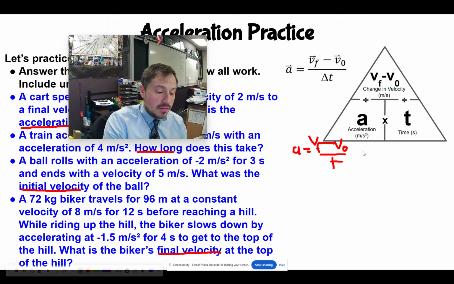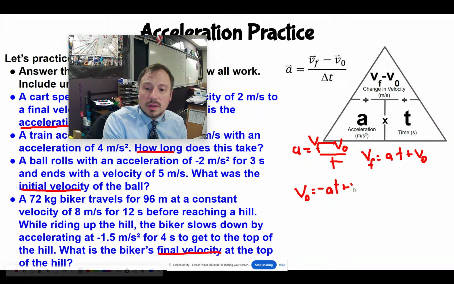Now, if I need to find the final velocity, that is going to be the acceleration times the time plus the initial velocity. And you've got to remember your order of operations there. All right, and I put 0 just because that means that times 0, how fast is it going? Now to find the initial velocity, that is going to be negative acceleration times the time interval plus the final velocity.